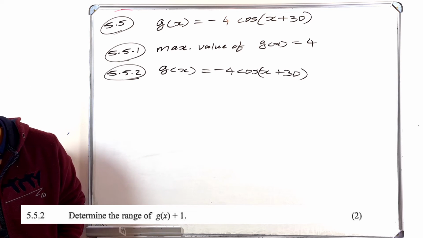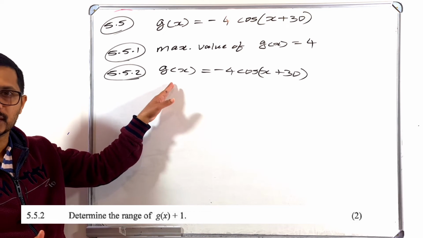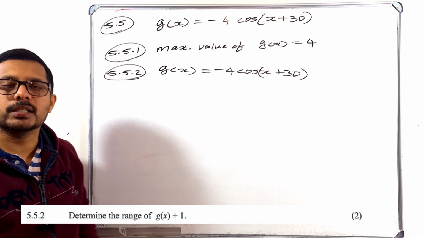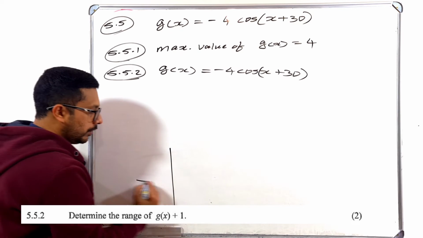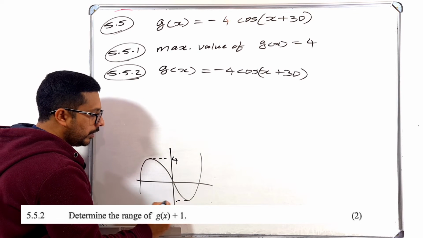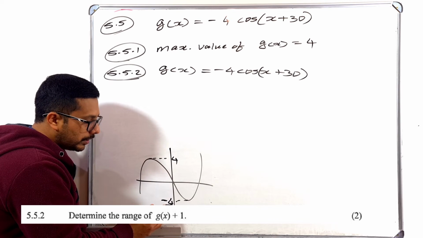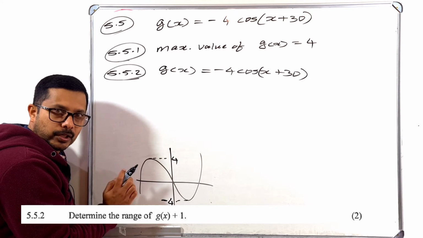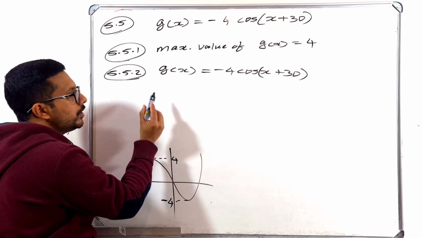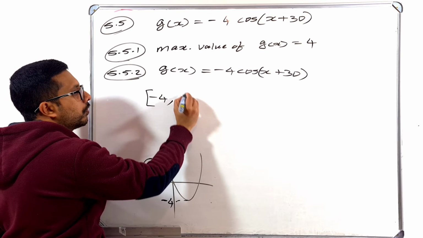Now what is our question? Determine the range of g of x plus 1, not g of x. Okay, so here what is the range? In this g of x, what is the range? I told you the g of x graph maximum value is 4 and the minimum value is -4. Range means possible y values, from -4 to 4. So in this g of x graph, range is from -4 to 4.